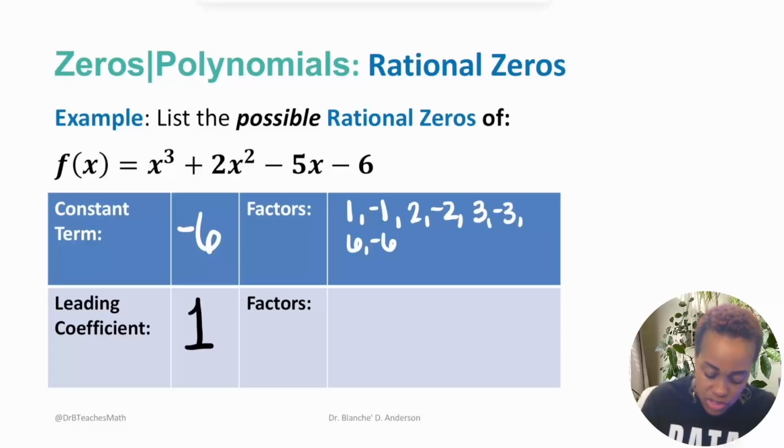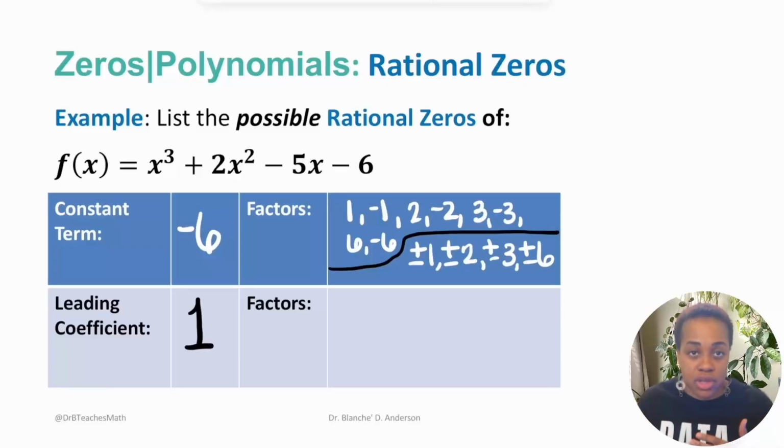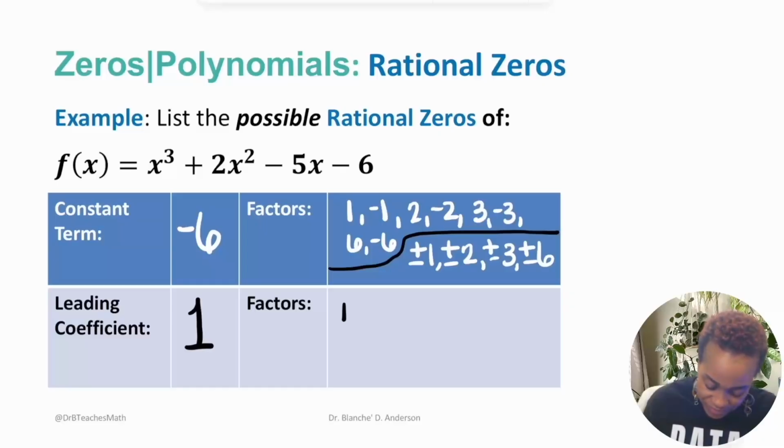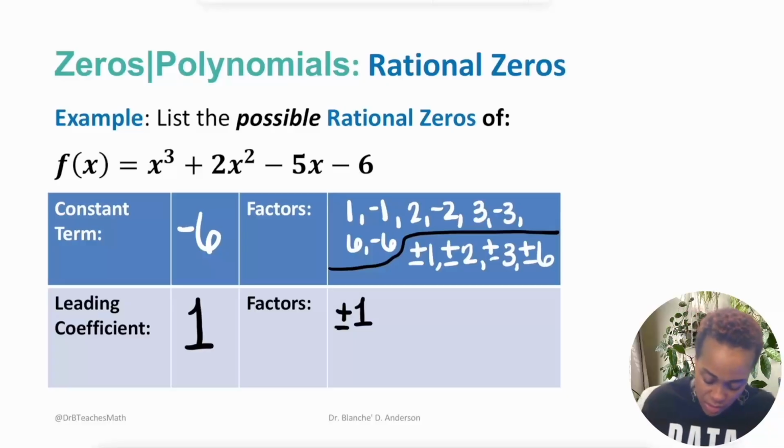And normally what you do to get your list together is another way of writing it, a shorthand way, just do plus or minus. So it's plus or minus 1, plus or minus 2, plus or minus 3, and plus or minus 6. Those are all the factors of 6. Now, what are the factors of 1? 1. I was going to write plus or minus 1, but it's really 1 because 1 times 1 gives me 1. Or you could say -1, because -1 times -1 is 1. That's how we'll do it, okay?